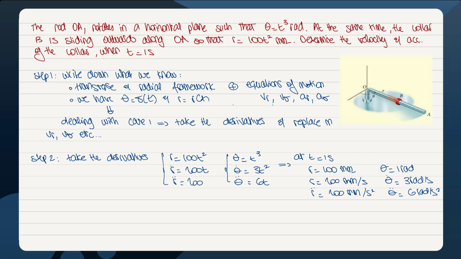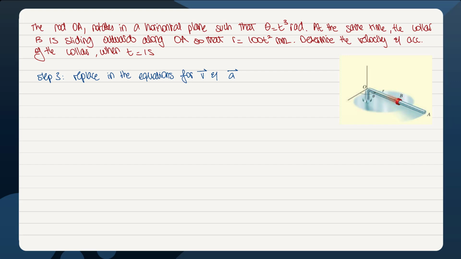So we're looking for the analysis of the system at t is equal to 1 second. Replacing t by 1, we have r is equal to 100, r dot is equal to 200, r double dot is equal to 200 as well, theta is equal to 1 radian, theta dot is equal to 3 radians per second, and theta double dot is equal to 6 radians per second squared. Now the next step is to replace these values in the expressions for Vr, V theta, Ar and A theta, so we can get an expression for the velocity and the acceleration at t is equal to 1.